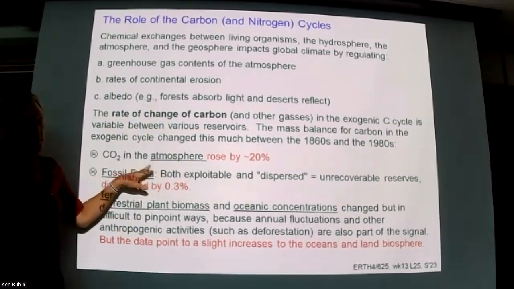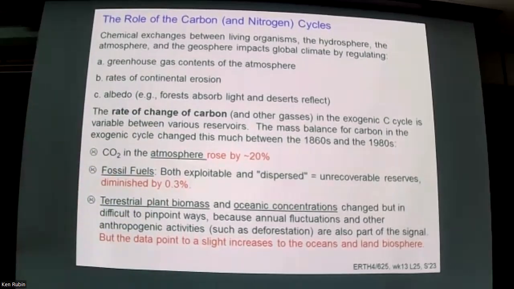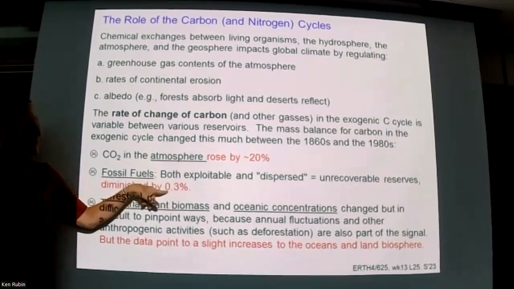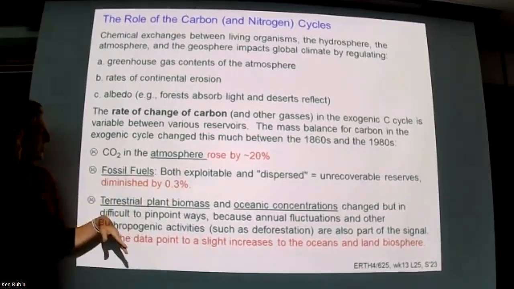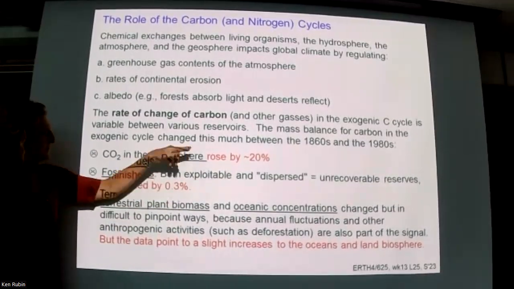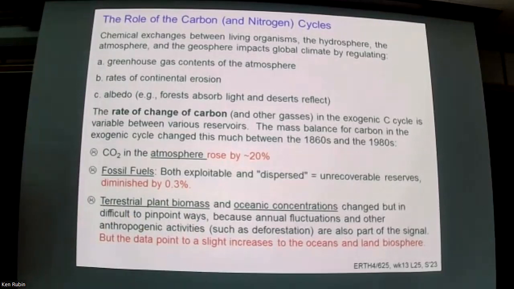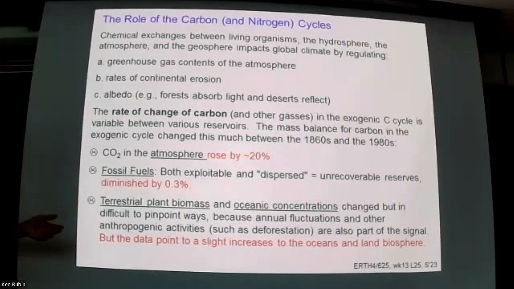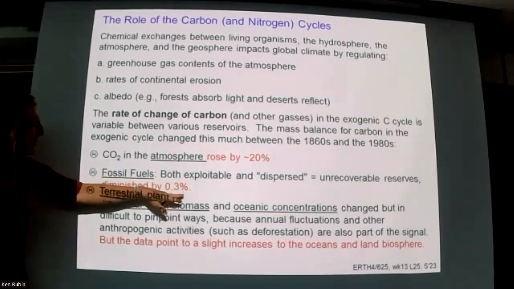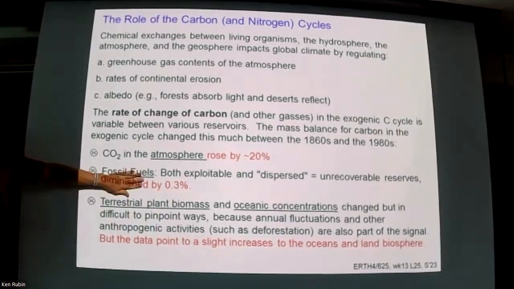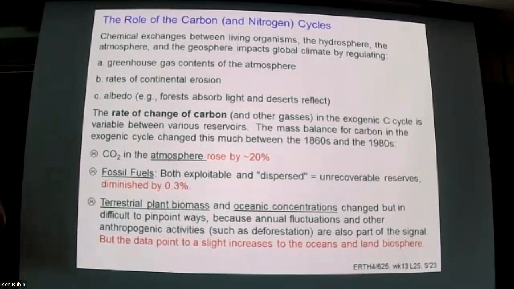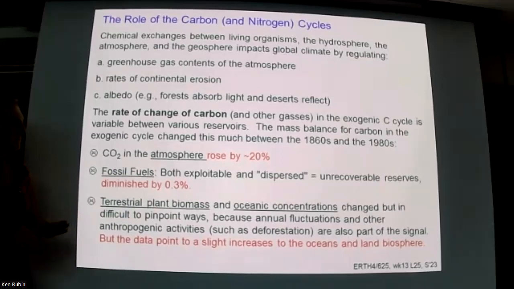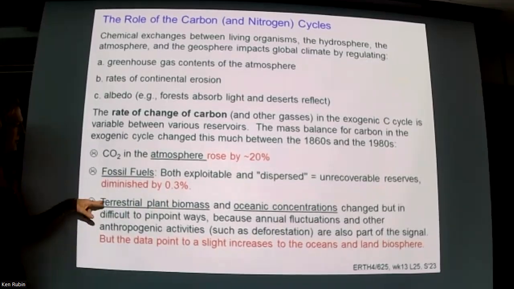The fossil fuels that were exploitable on the planet, known and exploitable, had only diminished by 0.3%. So that gives you the idea that since we know that the fossil fuels are the dominant source of the rise in CO2, and the amount that they diminish by is immeasurably small, there's plenty of fossil fuels to keep messing up the atmosphere. That's the takeaway.